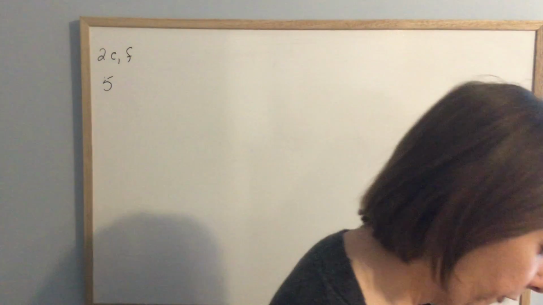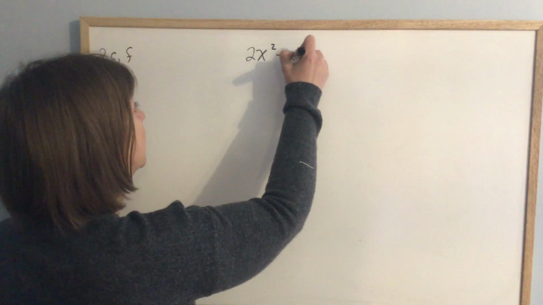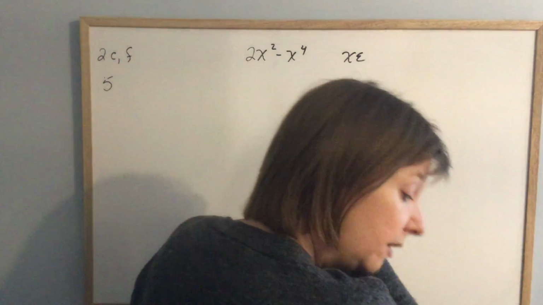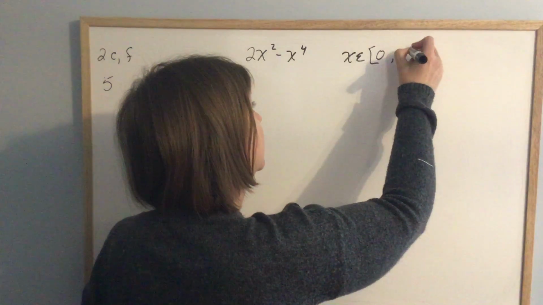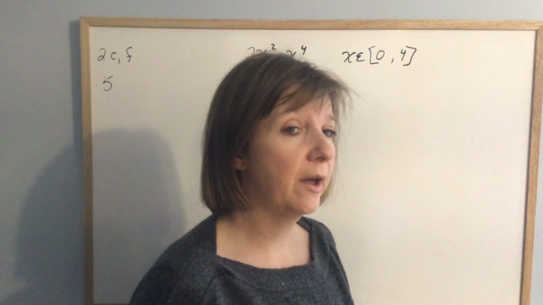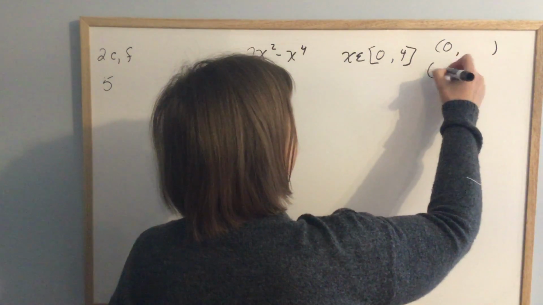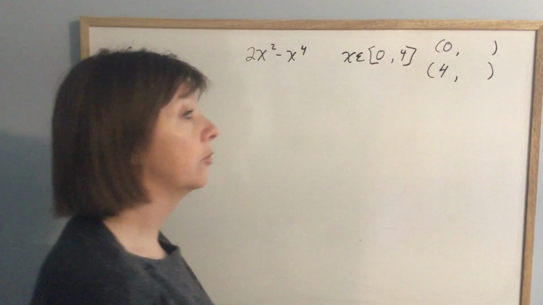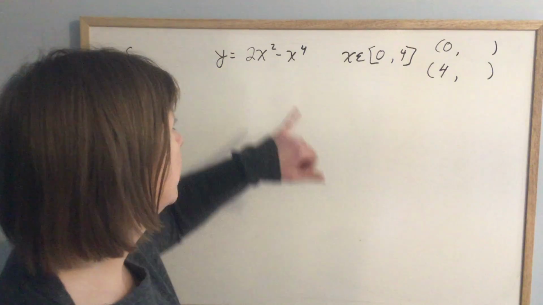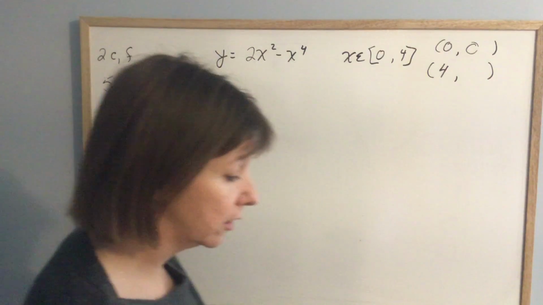So what am I doing? I'm doing F. It says 2x squared minus x to the 4th. And again, they give you parameters that the x is going to be between 0 and 4. So the graph is going to begin when x is 0. It's going to end when x is 4. So I'm going to figure out what are those beginning points and what are those end points. So I need a y value. So I go back to the y equals. So if I put 0 in here, I get 0. And if I put 4 in here, I don't know what I get.